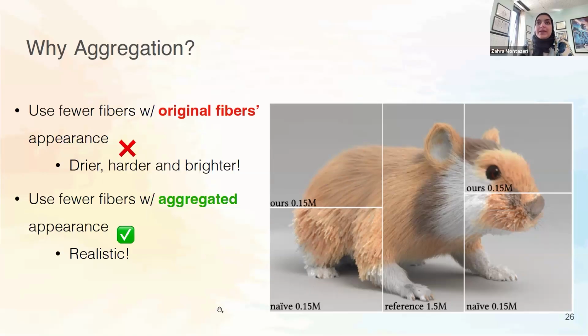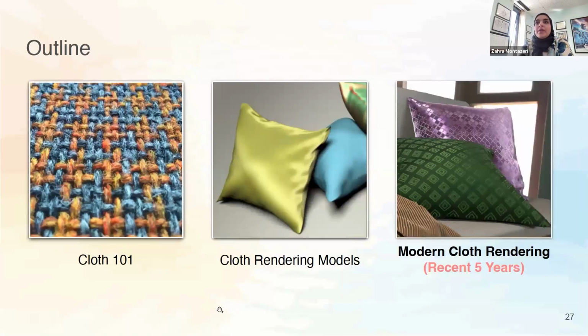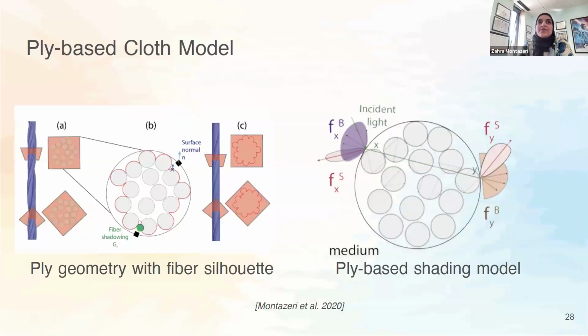So this was an aggregated base model, and that turned up all new models in the last few years. This is my paper where we talked about the ply-based representation. Essentially all these tiny circles are fibers, and then we aggregate all these fibers into one single capsule. This is how we do the geometry silhouette.